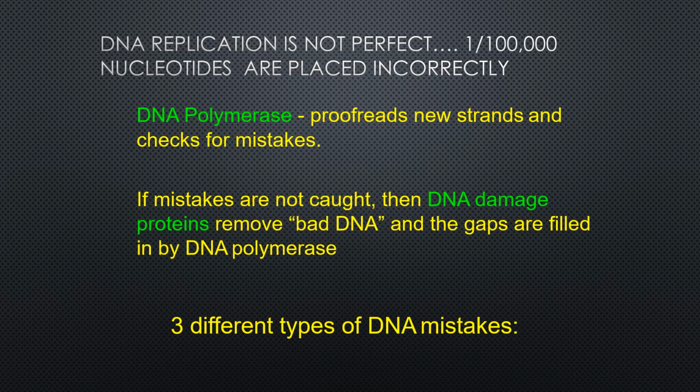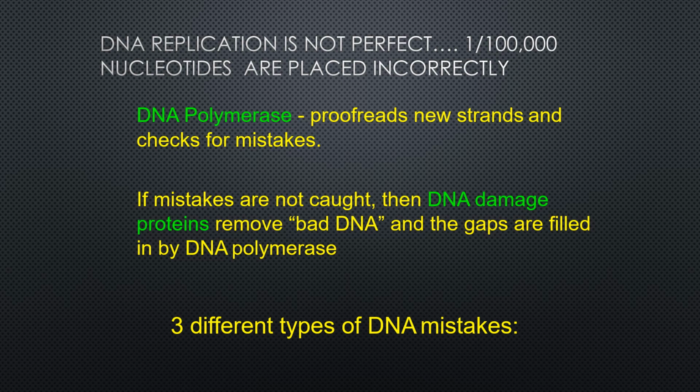So what happens if there are mistakes along the way that are made with our DNA replication? It's not perfect. Scientists have found that about 1 in every 100,000 nucleotides are replaced incorrectly. Even though that's a small percentage, based on the amount of nucleotides that DNA replication involves, that can be quite a bit. So DNA polymerase also proofreads the new strands to check for mistakes. This DNA polymerase does a lot of things. It's a pretty amazing enzyme.